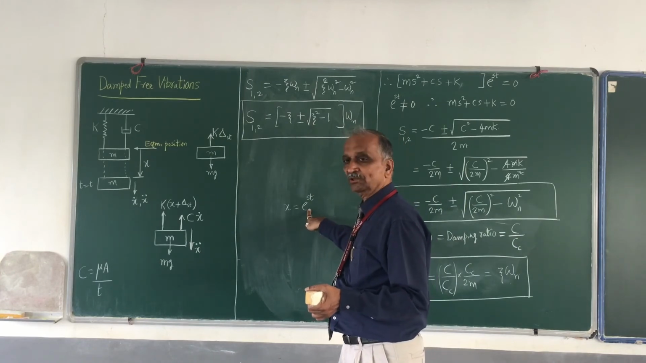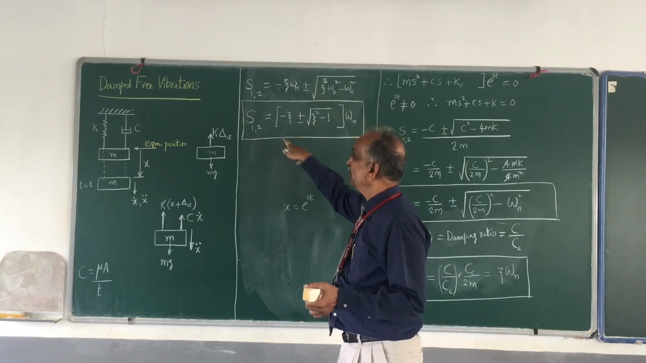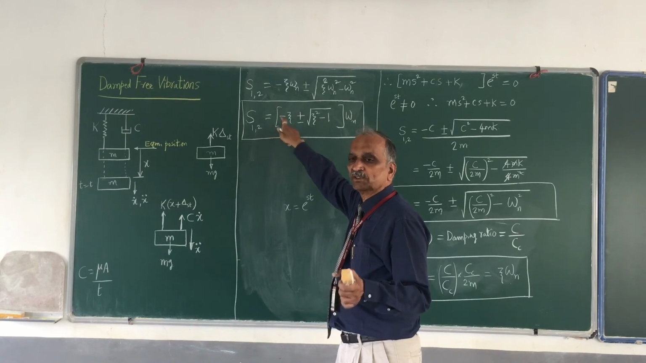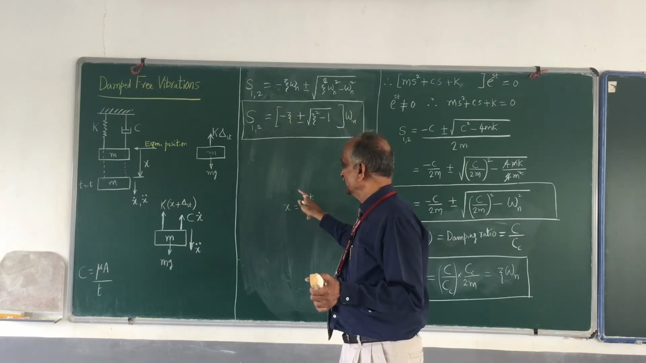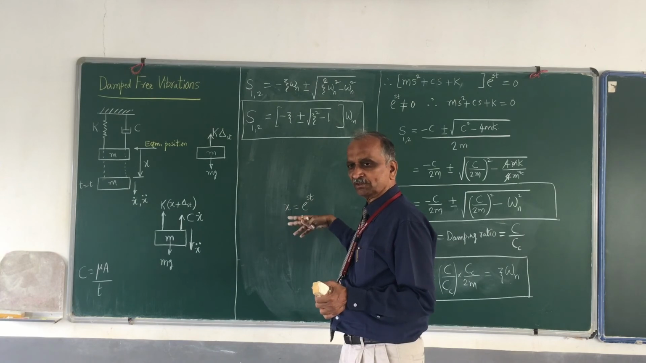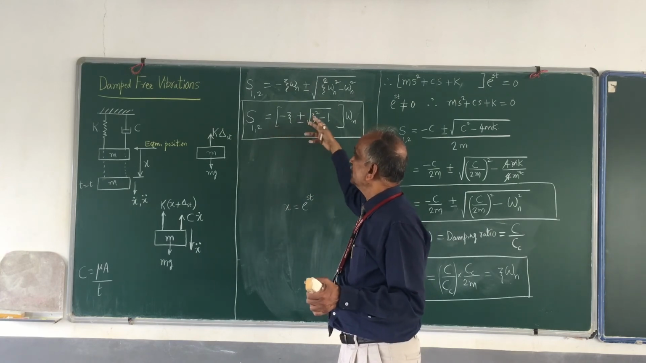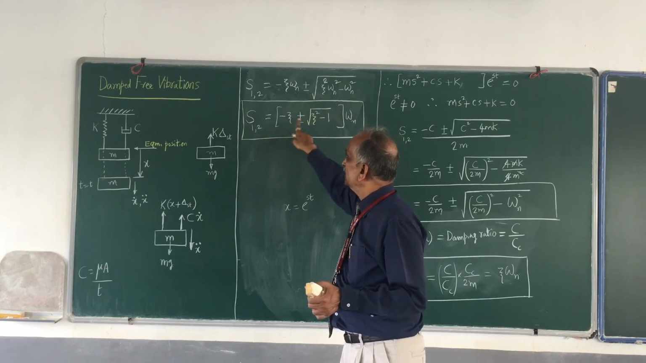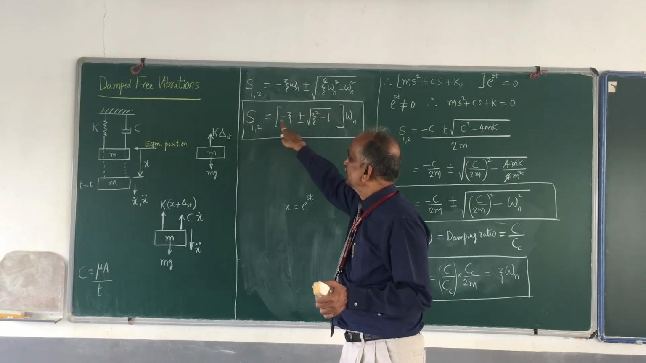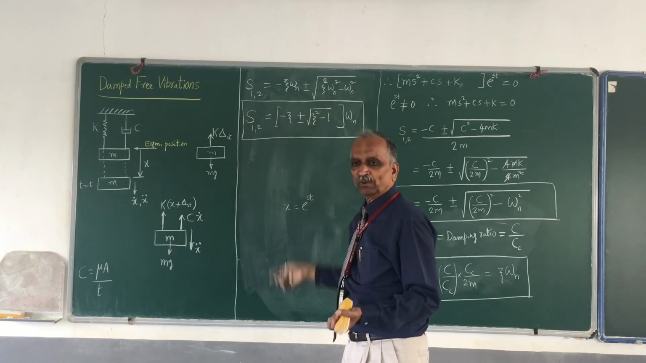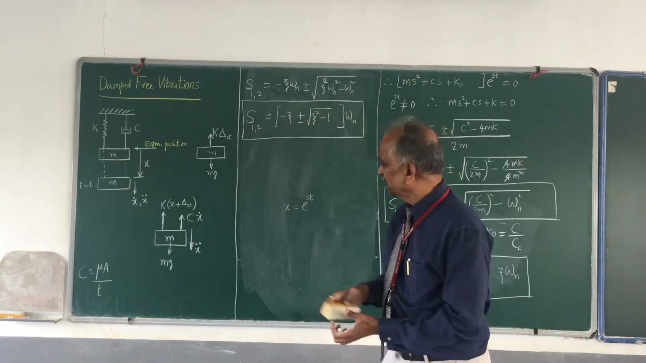If this is the solution, then these are the values of S1 and S2. As I said, this will have two constants, and therefore we call them S1 and S2. What is S1? Take the minus sign here. What is S2? Then take the plus sign. We will have two values of S.